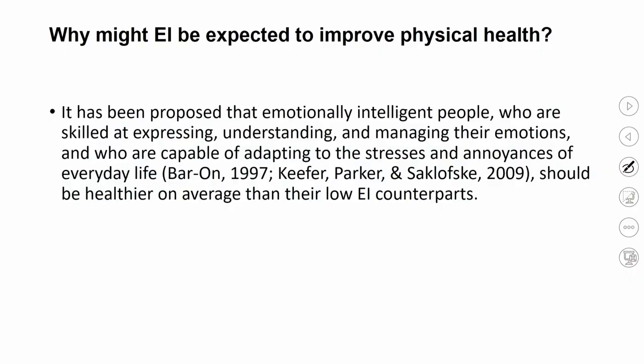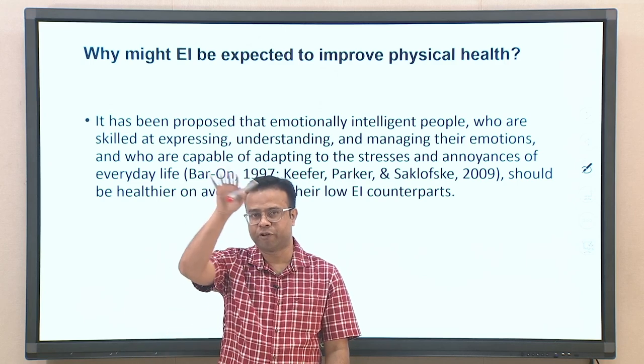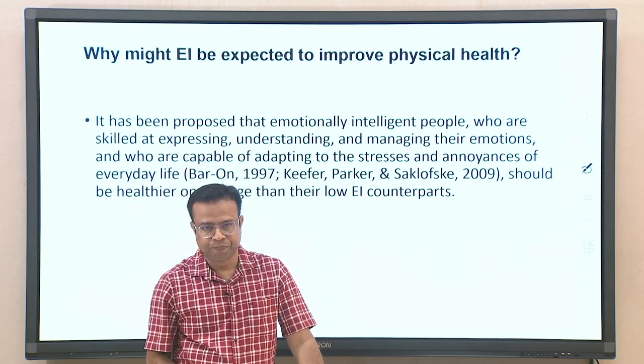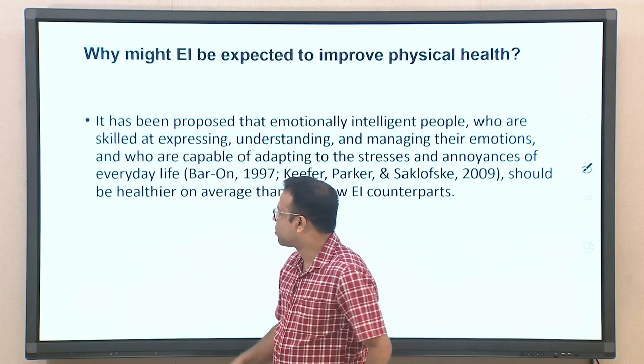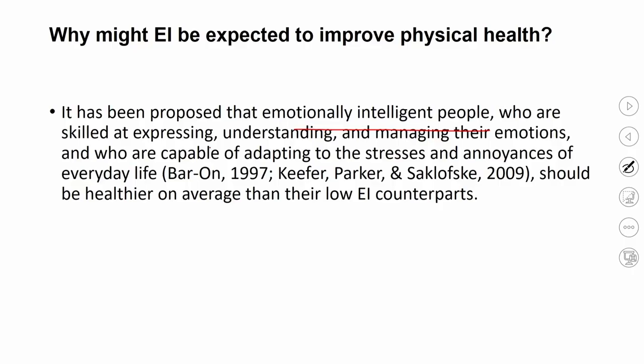So, why might EI be expected to improve physical health? I think we have already touched upon this. It is proposed that emotionally intelligent people, who are skilled at expressing, understanding and managing their emotions, are also capable of adapting to the stress and annoyances of everyday life. So more healthy coping strategies are associated with emotional intelligence.